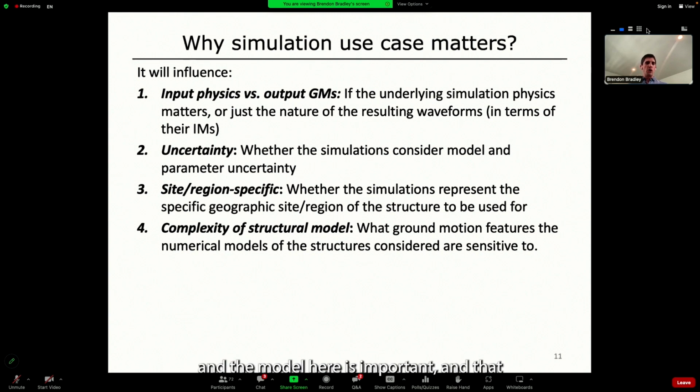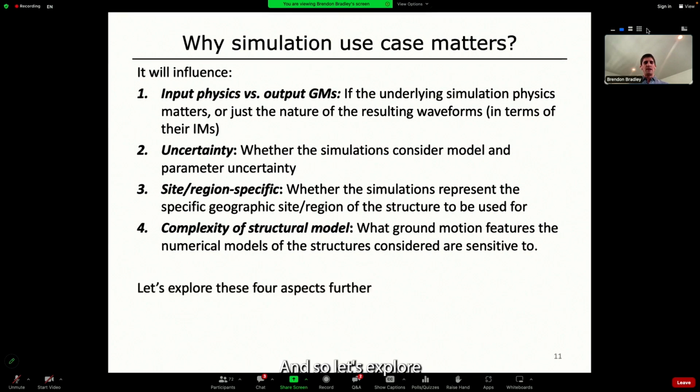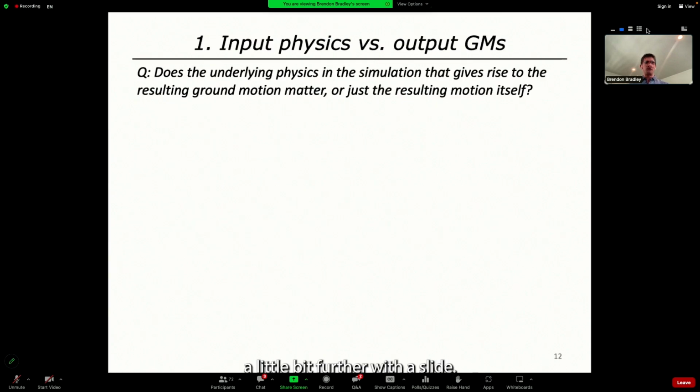And the model here is important in that real structural behavior, real geotechnical behavior is quite complicated, but often our model representations of those are quite simple, such that many of the things that actually affect structural response in reality don't actually affect structural model response, given the idealized nature of these models. So let's explore each of these aspects a little bit further with a slide. So on the first one, of input physics versus output ground motions.